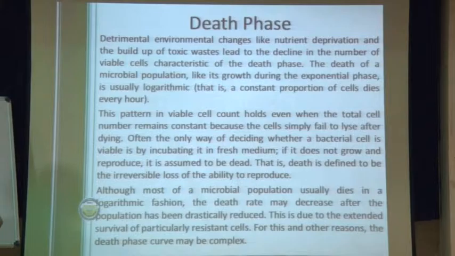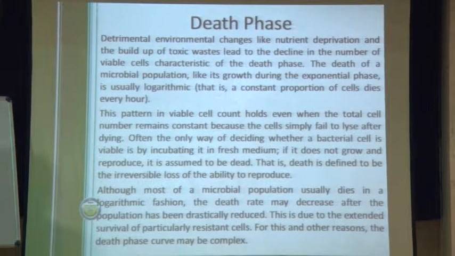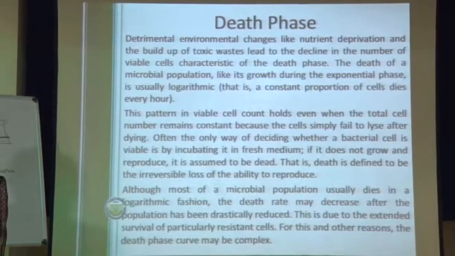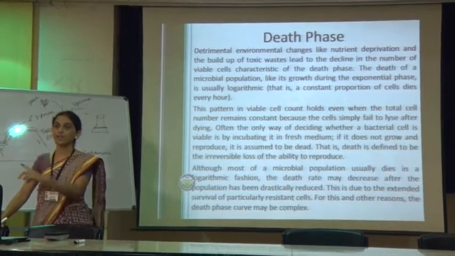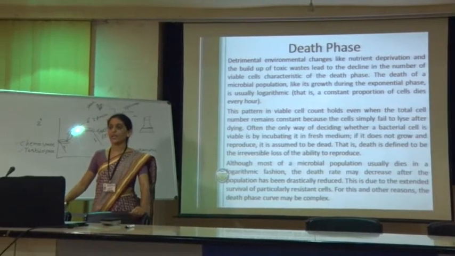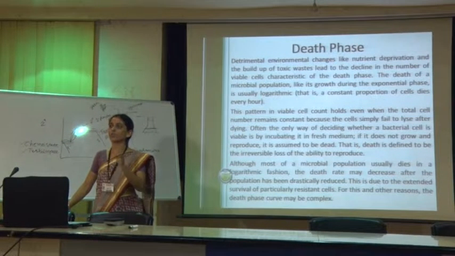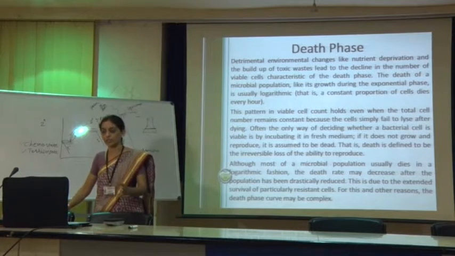Environmental changes like nutritional deprivation and the buildup of toxic waste lead to a decline in the number of viable cells, characteristic of the death phase. The organisms will slowly die off, and there is a continuous battle among the organisms themselves, killing one another, and a continuous battle for nutrients as well as oxygen.